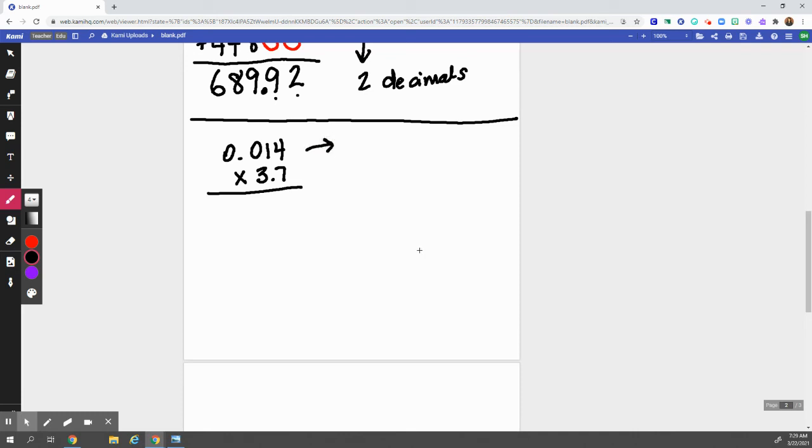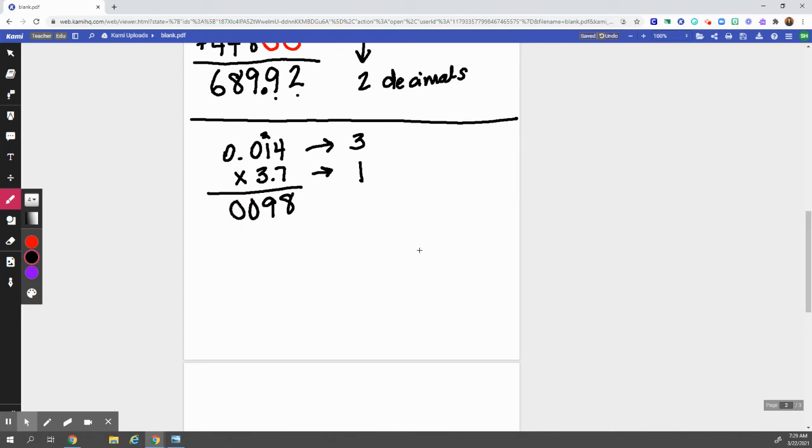I notice here that I have 3 decimal places and I have 1 decimal place here. So that means my answer is going to have 4 decimal places. Okay, so let's go ahead and multiply. 7 times 4 is 28. 7 times 1 is 7, plus these 2 is 9. 7 times 0 is 0, and 7 times 0 is 0.